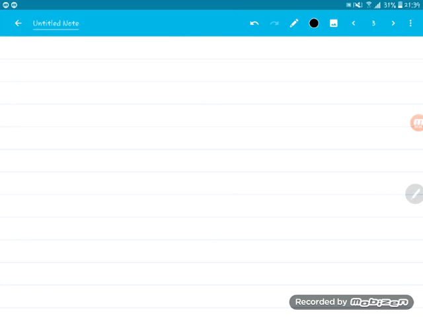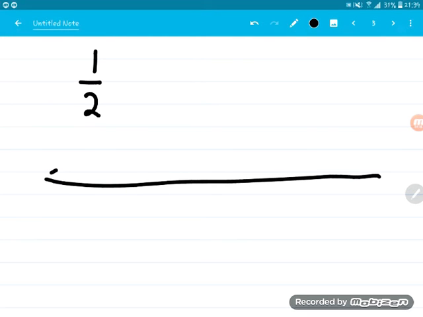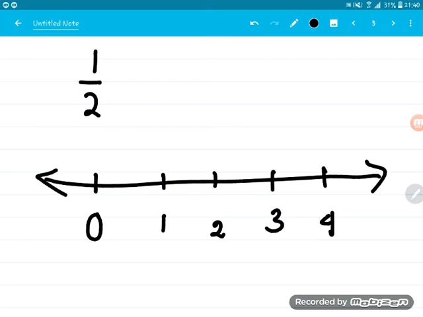So let us start. 1/2. For us to be able to plot 1/2 on a number line, we must first familiarize ourselves in drawing the number line. So if this is the number line, always remember that we will start with 0. And all the numbers going to the right side of 0 are the positive numbers. So 0, 1, 2, 3, 4, and so on.